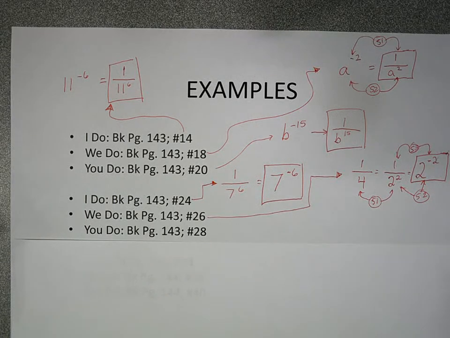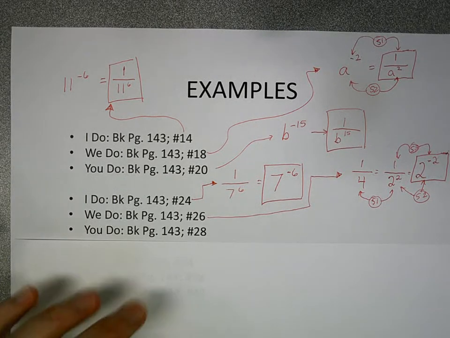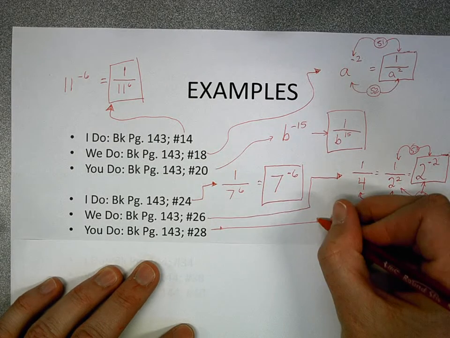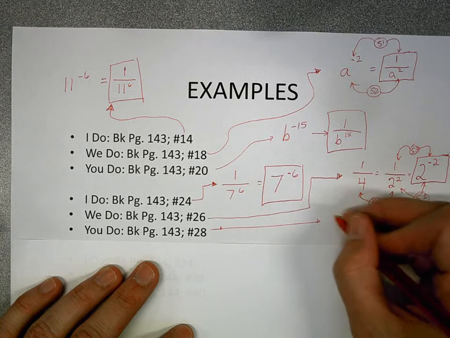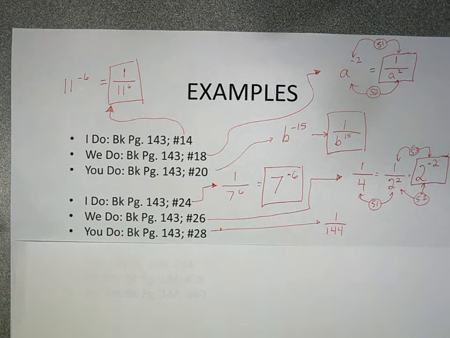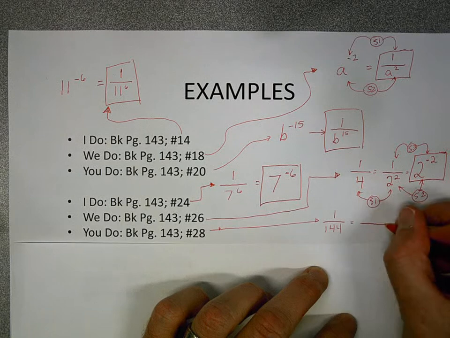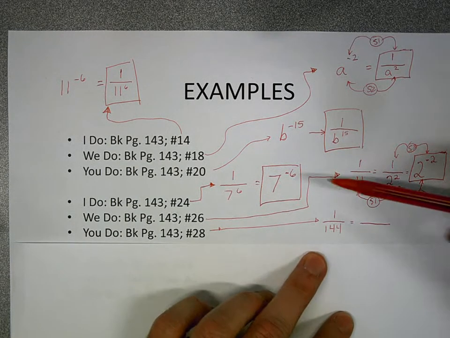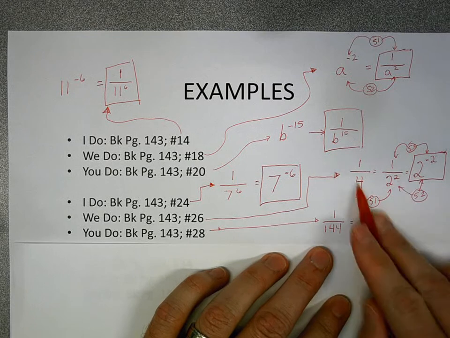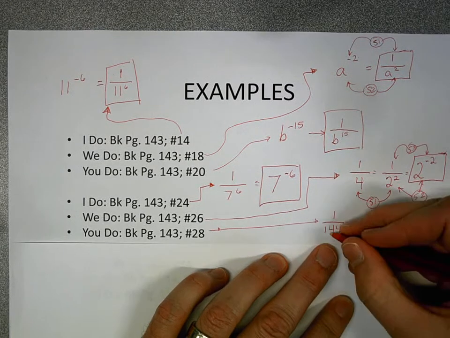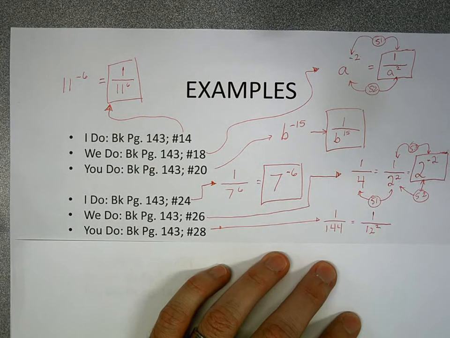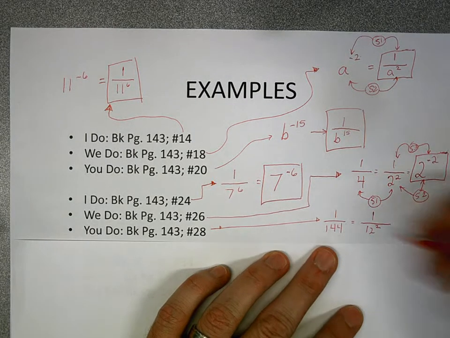Okay, number 28. They give you the problem. Move it over here. The problem is 1 over 144. Okay, so a little more challenging than the one we just did together, but it's the same idea. So here we go. I'm going to go ahead and keep my numerator of a 1. Step 1 is we put it in exponential form. In this case, we could just say 144 is 12 squared. 12 times 12 is 144.